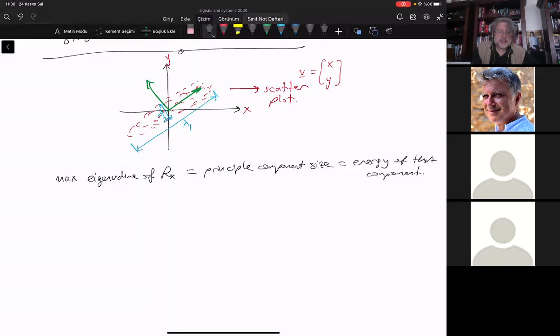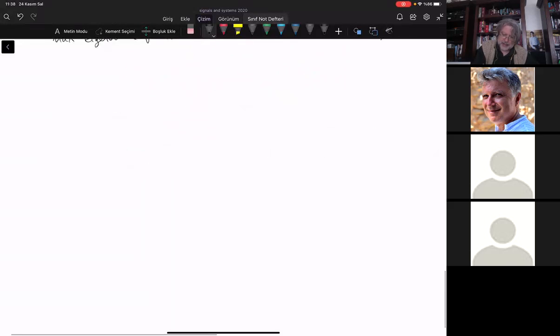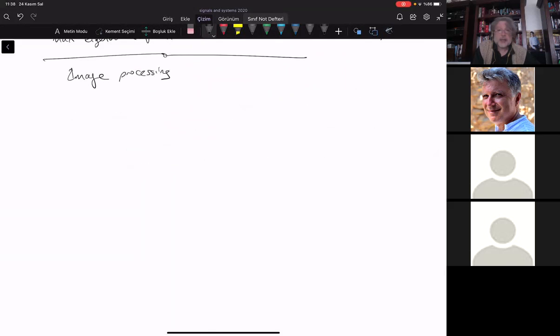And in image processing, there is one other thing where the Karhunen-Loeve transform is used, and that is not the compression of images, but template matching and detection of shapes inside images. So we're not using the statistics of images, but we are going to use the image itself.